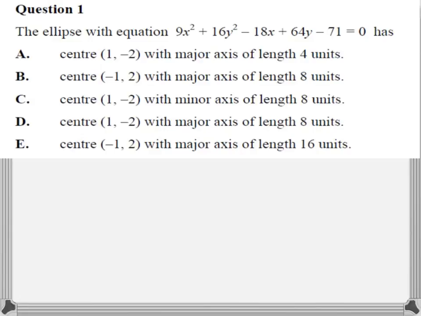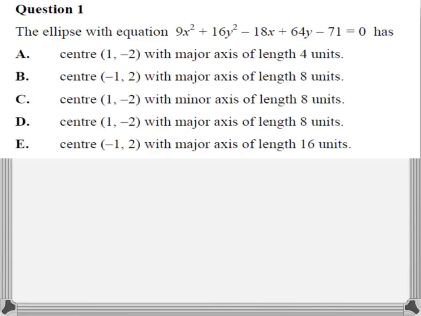Alright, and 2 more I think. Now, the ellipse given by this equation is an expanded form of the equation of an ellipse. We have to determine the center and the major axes. So the major axes are the larger radius, so to speak.